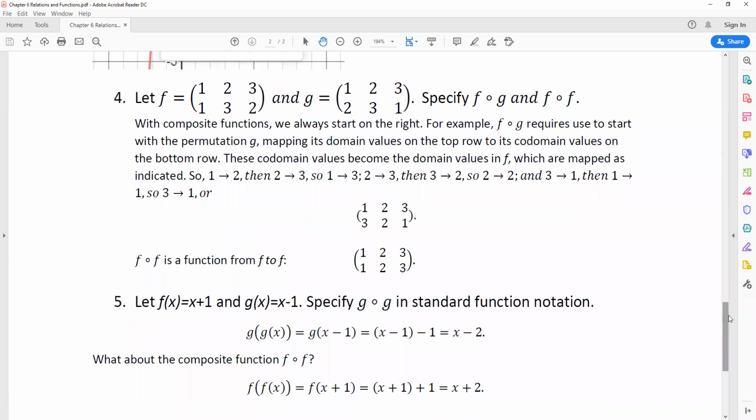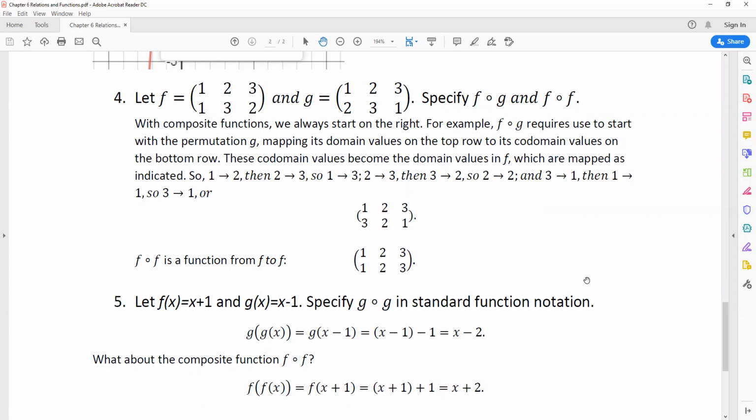Number 4. We have two functions that are actually permutations on the set of 3 elements. The 3 elements are 1, 2, and 3. Notice that for f, the element 1 maps to 1, 2 maps to 3, and 3 maps to 2. And then if you look at g, 1 maps to 2, 2 maps to 3, and 3 maps to 1. And we're asked to specify f of g and f of f.